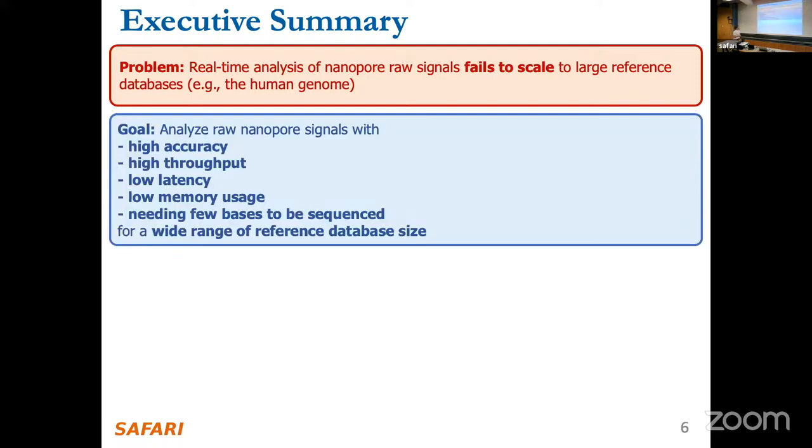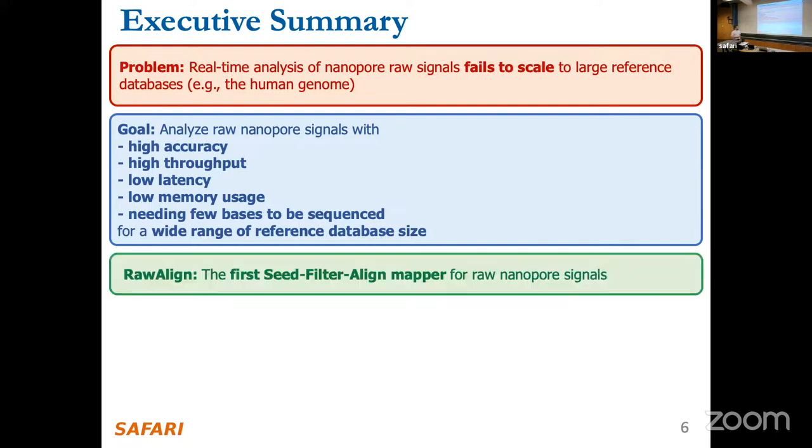So our goal here is to get all these target metrics, right? Throughput, low latency, high accuracy, low memory usage, and so on, for a wide range of reference database sizes. We want to have one tool, just give it data and it does its thing. We don't need to specially configure it, whatever. Or even worse, develop a new tool entirely.